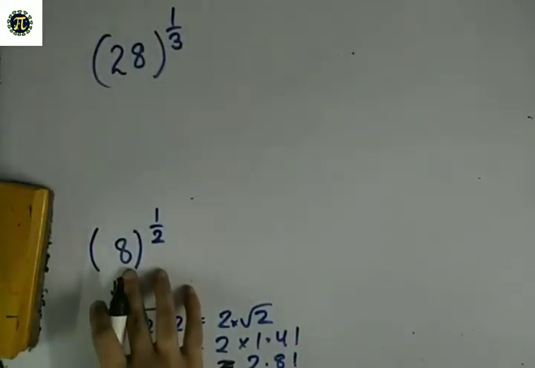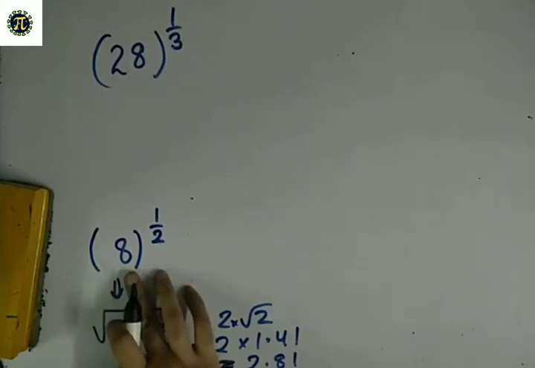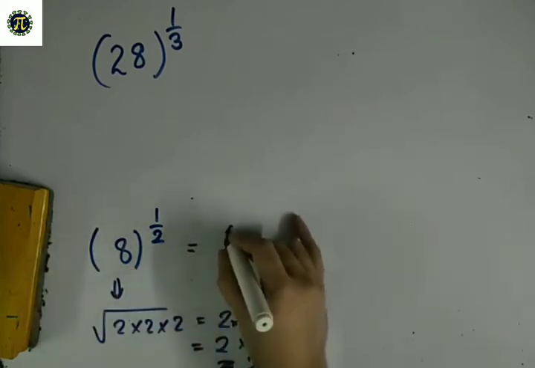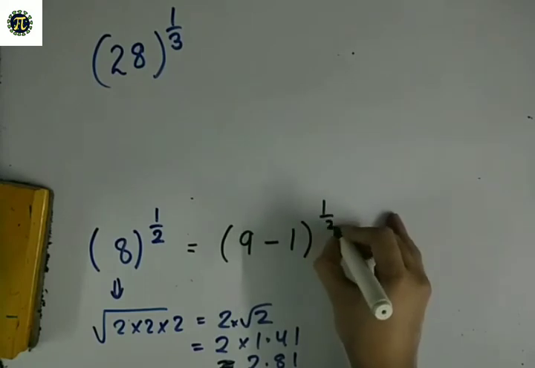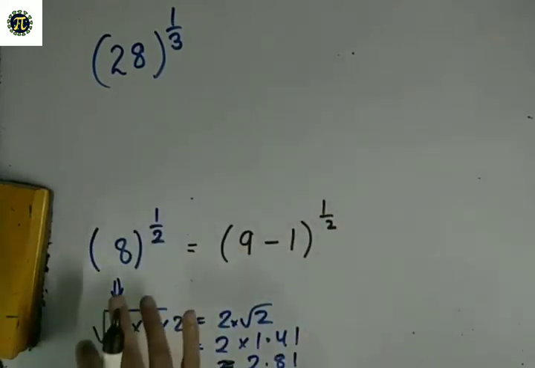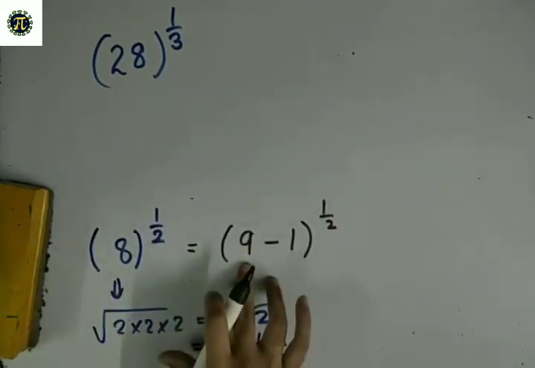So first of all, we need to think about a perfect square that is nearby 8. Okay. Well, I can see one. There is 9. So I want to write 8 as 9 minus 1 to the power half, because I'm thinking about a perfect square. So 9 is a perfect square. It is a perfect square of 3.